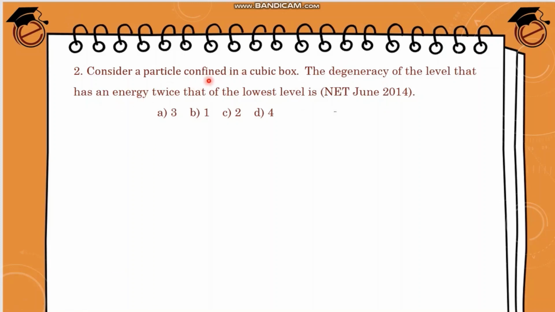Here it is mentioned that it is a cubic box. Cubic box means 3D box. And the degeneracy of the level that has twice the energy of the lowest level. We have to find out the lowest level energy, and the new level will be twice the energy of the lowest level.